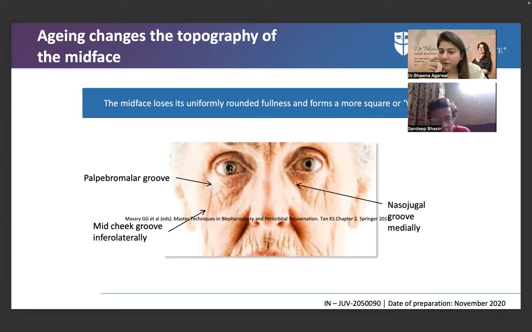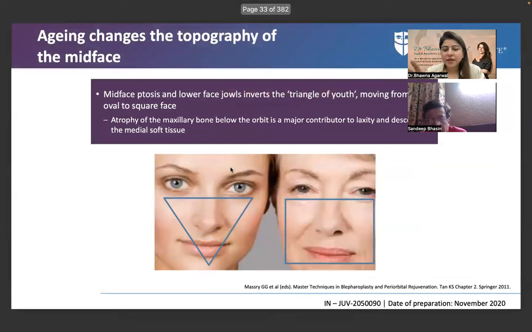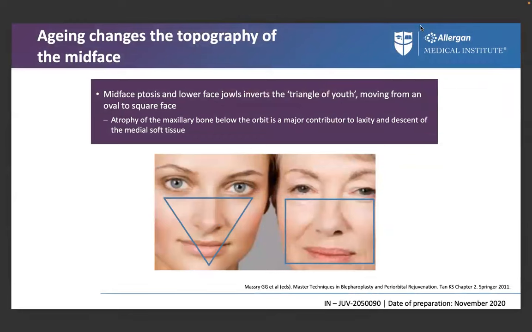The nasolabial fold also becomes more prominent, and these are perceived as aging. This is the triangle of youth that we see. Mid face ptosis and lower face jowls invert the triangle of youth, moving an oval face to a square face.